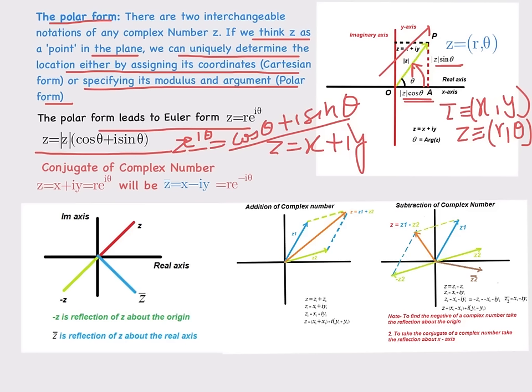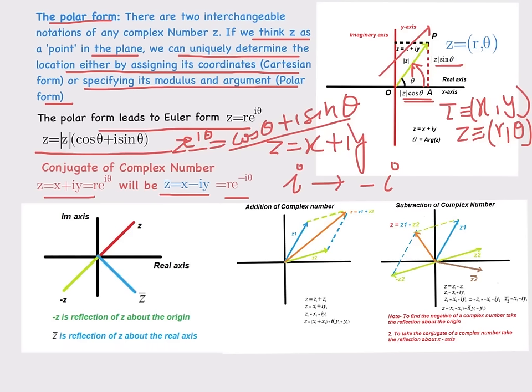Conjugate of a complex number. If there is a complex number z equal to x plus iy or r e to the power i theta, the conjugate is represented by z bar, and it will be z bar equal to x minus iy or r e to the power minus i theta, that is, replace i with minus i. Simple.